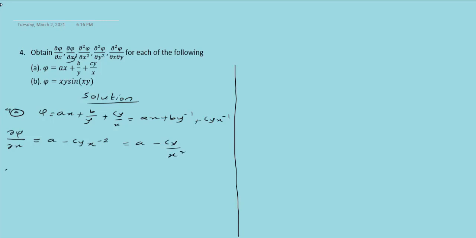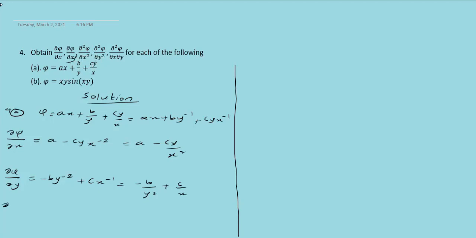Now, the phi dy, differentiate with respect to y. This one will be 0. Then this one will be minus b y raised to power minus 2. If we differentiate y here, the answer is 1, so plus cx raised to power minus 1. So this will become minus b over y square, plus c over x. That is the answer. Now, the third one, we want to do the square phi over the x square.